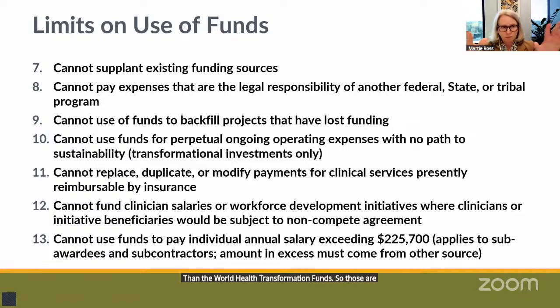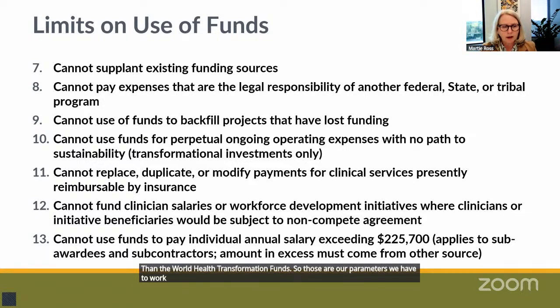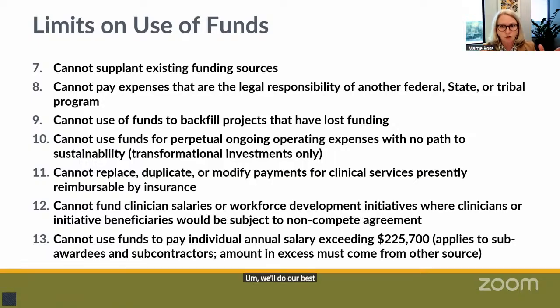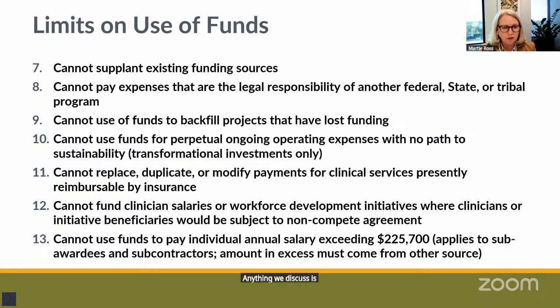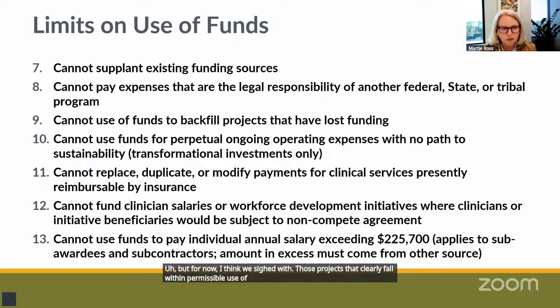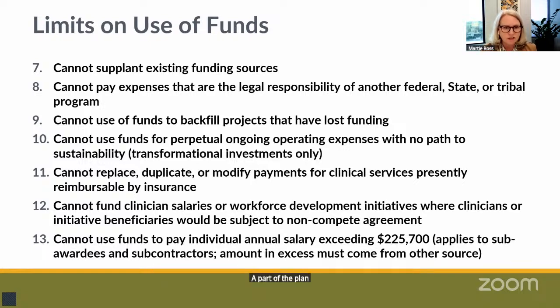So those are our parameters we have to work around. We'll do our best to sort of referee our conversations around different expenditures to make sure anything we discuss is going to be squarely within the permission of the NOFO. And as I said, it's clear there's still some gray area here. But for now, I think we side with those projects that clearly fall within permissible use of funds, not finding ourselves in a position of CMS disallowing a part of the plan because it is not consistent with these requirements. Next up.